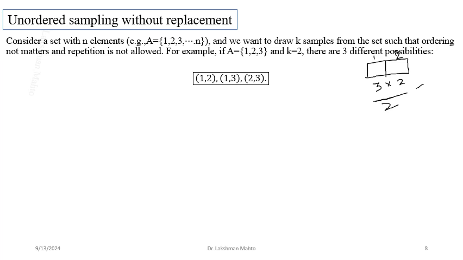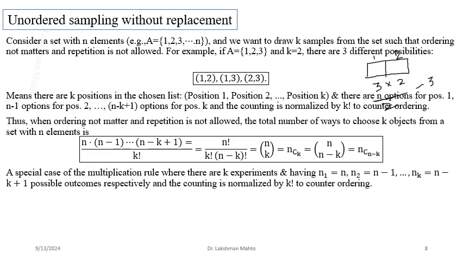So doing permutation is easier than combination in the formula. Why? Here it is coming like that. There are k options: n options for position 1, n minus 1 options for position 2, that means box 2, and n minus k plus 1 options for position k. Then for counting, we normalize it by factorial k, and that is the formula we get.